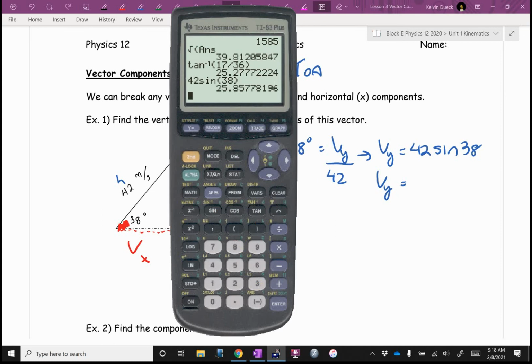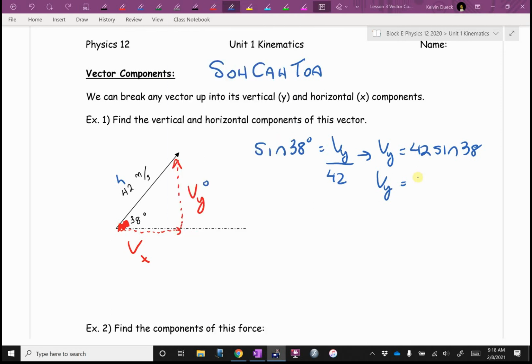And I get 25.85778. All right, you know what? I'll carry a few extra sig figs. 25.858. Is that right? People nodding? Okay.